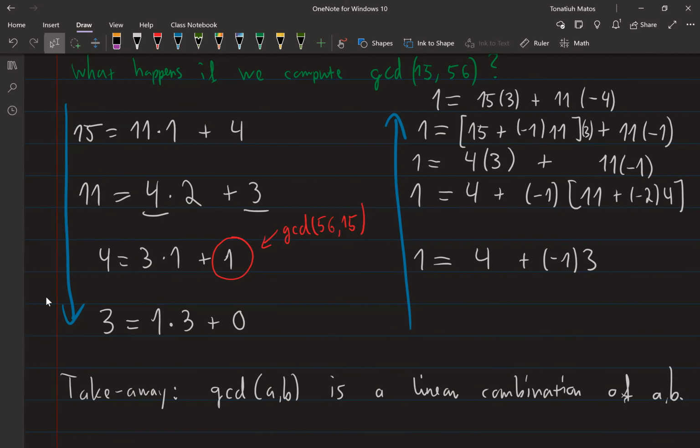And for the quiz, yeah, for the quiz, it's fine if you just write the final answer, but make sure that you answer both questions, finding the greatest common divisor and finding the coefficients that make it into a linear combination.